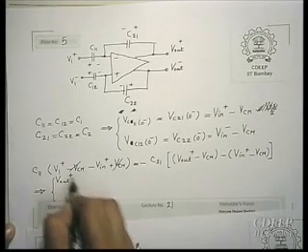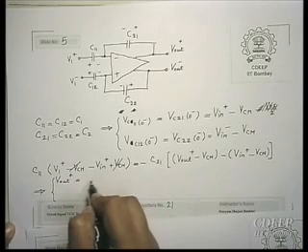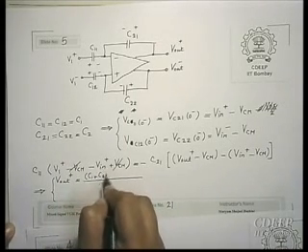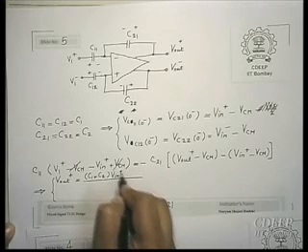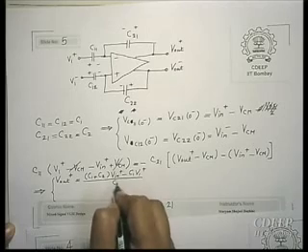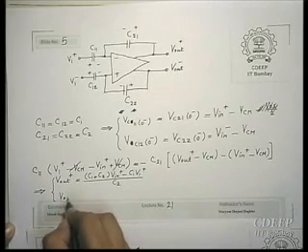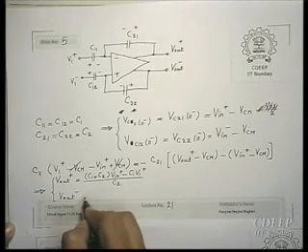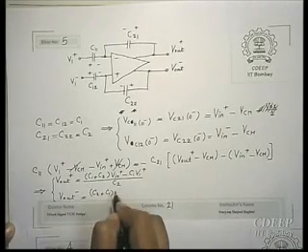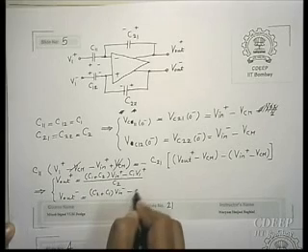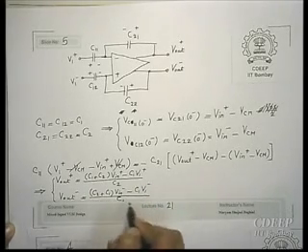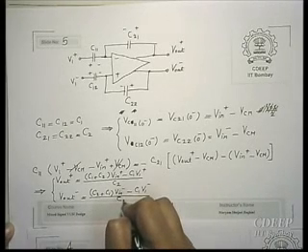V out plus is equal to (C1 plus C2) V in plus minus C1 V1 plus upon C2, and V out minus is equal to (C2 plus C1) V in minus C1 V1 minus upon C2.